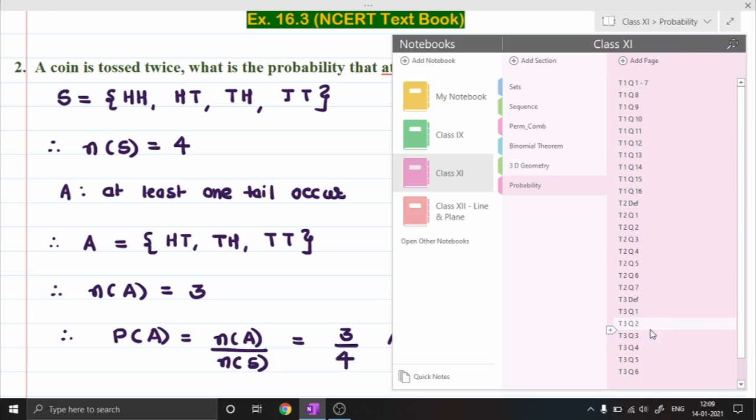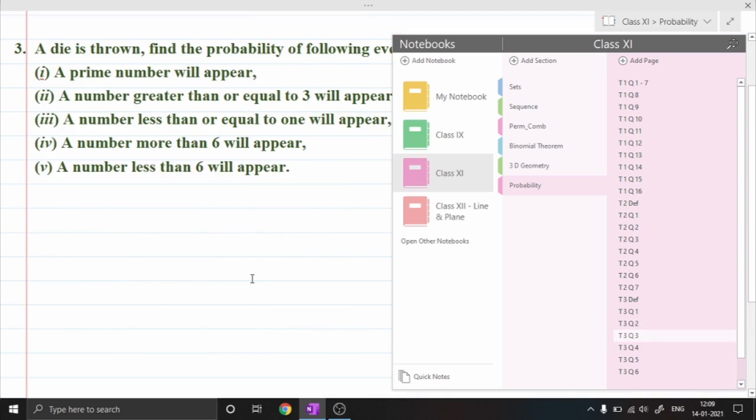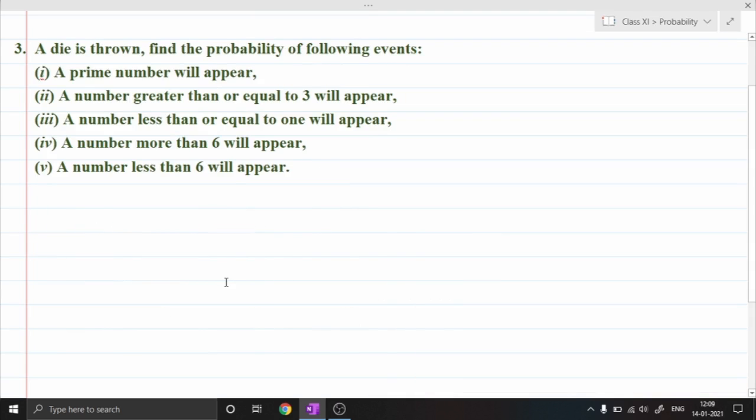Let's check the third one. In the third question, a die is thrown, find the probability of the following events. If a die is thrown, then the sample space will be 1, 2, 3, 4, 5 or 6. Let us see part number 1. One thing we forgot: write down the number of sample points, that will be 6.